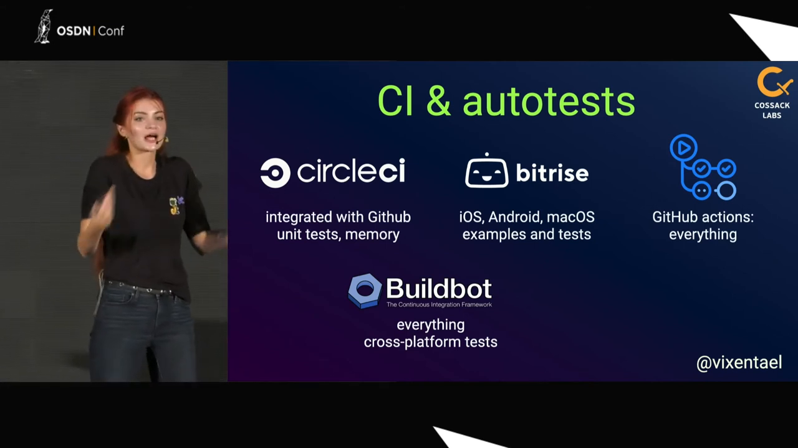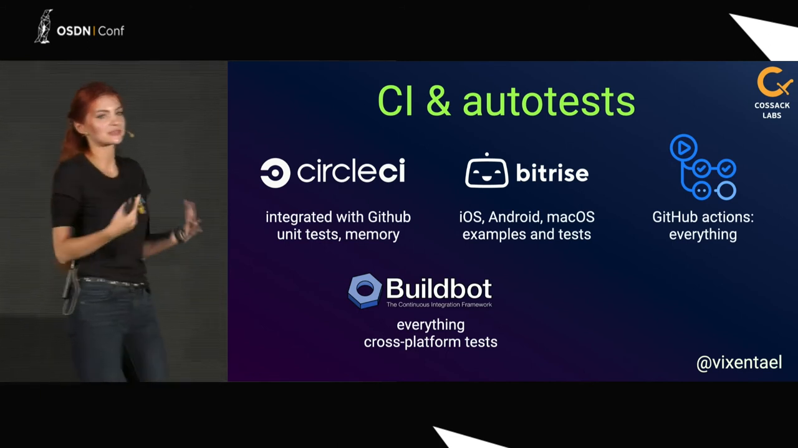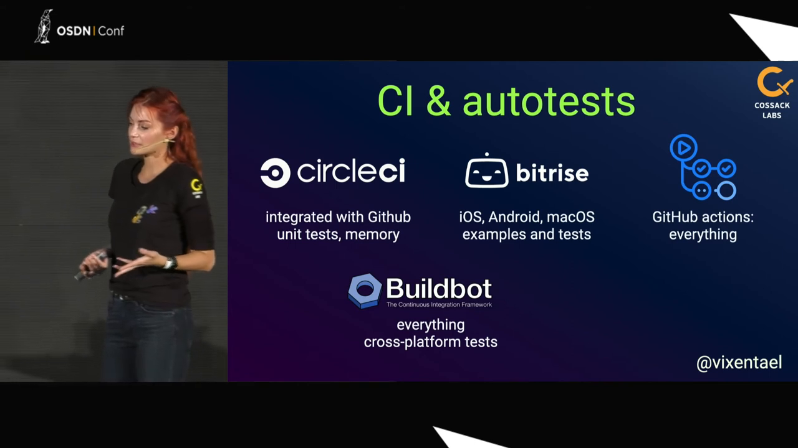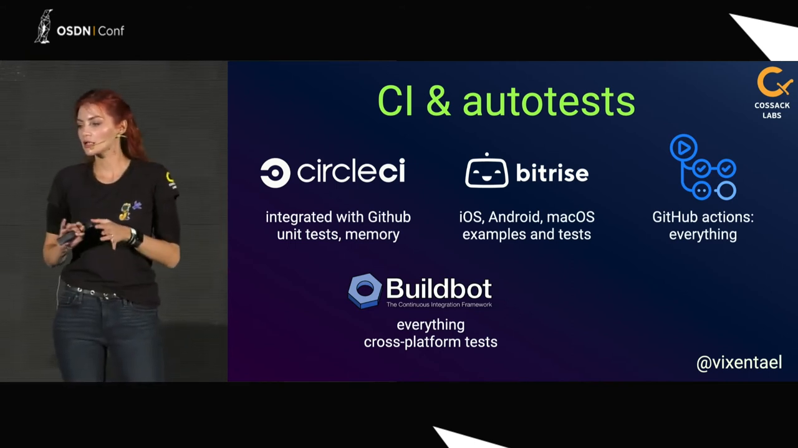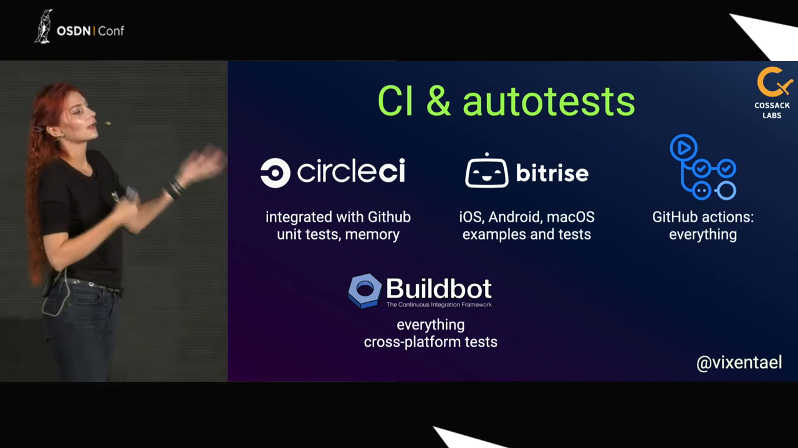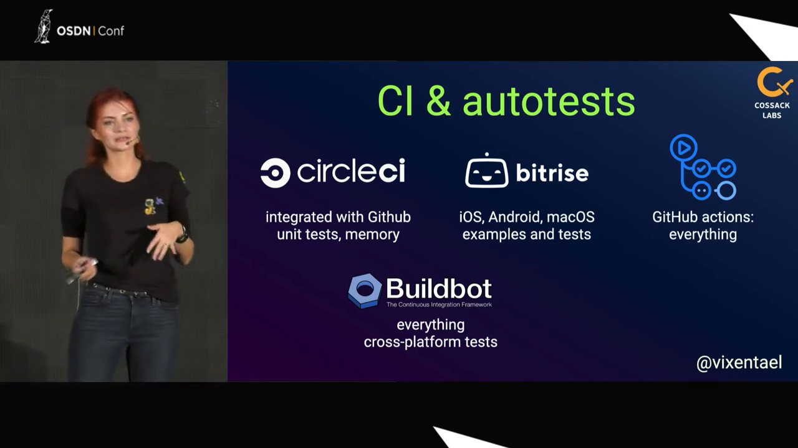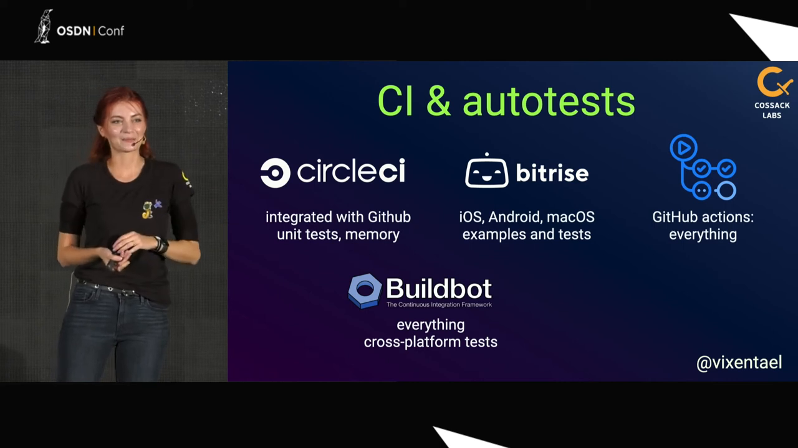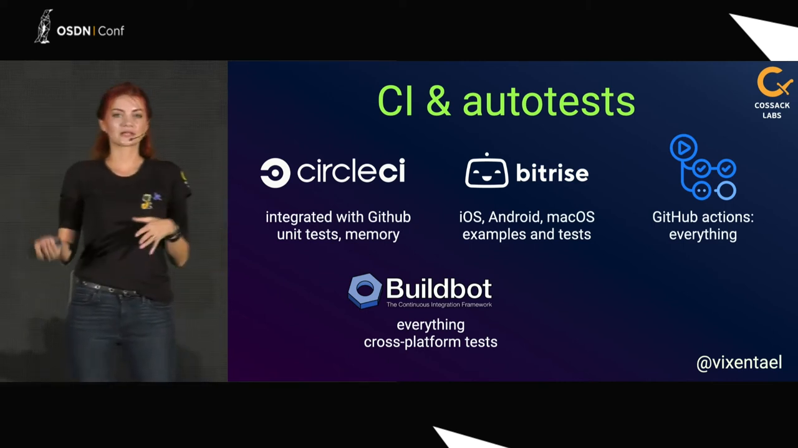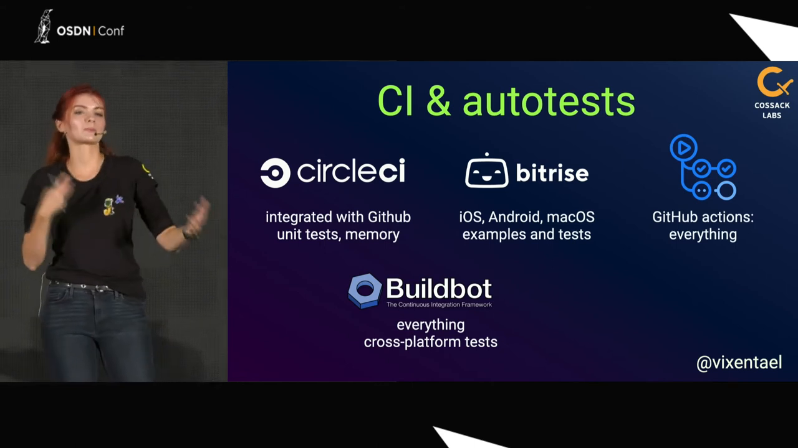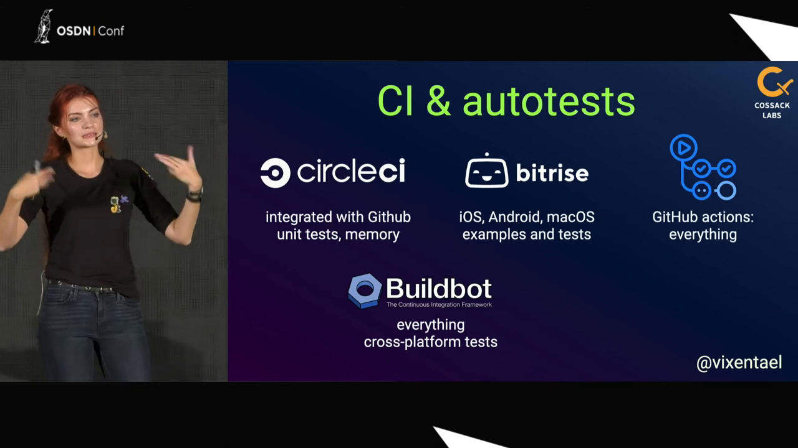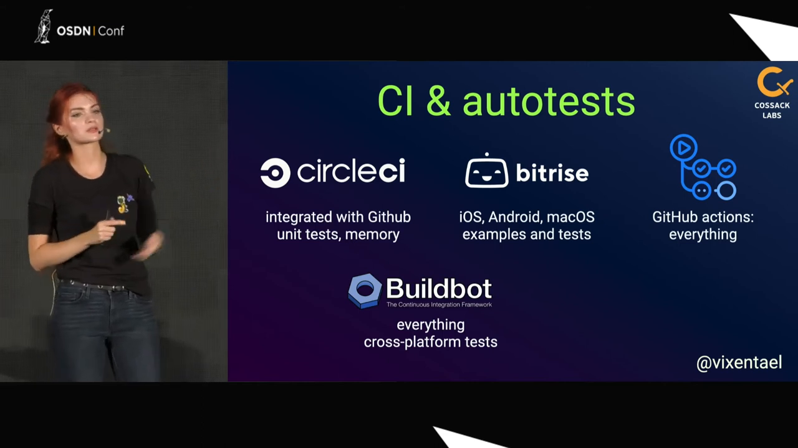As we have a lot of tests, we use a lot of CI tools. We mostly use GitHub Actions right now on GitHub to test everything. We use CircleCI for nightly builds. We use Bitrise for iOS, Android, and macOS, because, you know, Apple is a different world. And to do all these integration tests and backward compatibility tests, we have our own CI servers that use BuildBot.